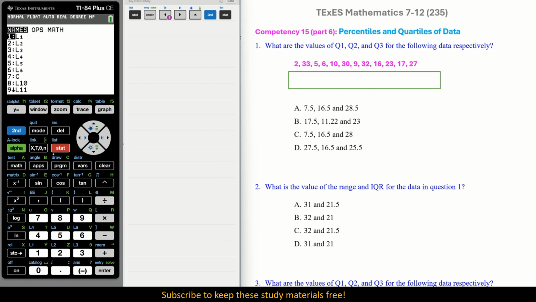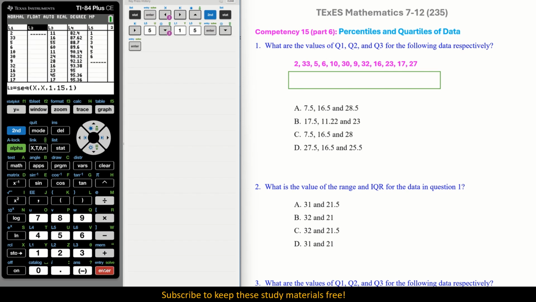You push second, stat, arrow over, you need number 5. So I'm going to push 5. And what we have is an X and an X. What that means is X could be 1, then 2, then 3. So put X in both of those, if you don't have it already. We're going to start with number 1. That's our start. But our end, we only have 12 numbers, so let's go to 15. Our step size is 1 because we're using whole numbers, 1, 2, 3, 4, 5, etc. So let's enter this and enter again, and it populates.